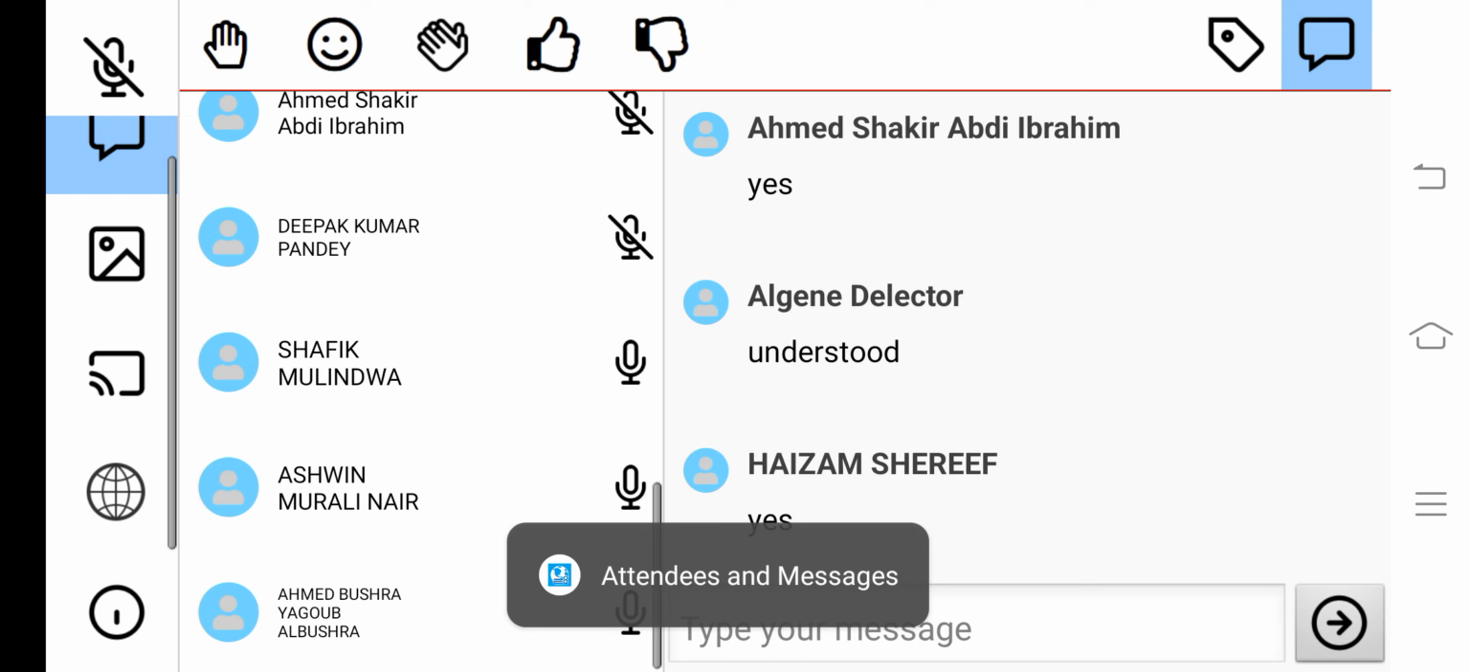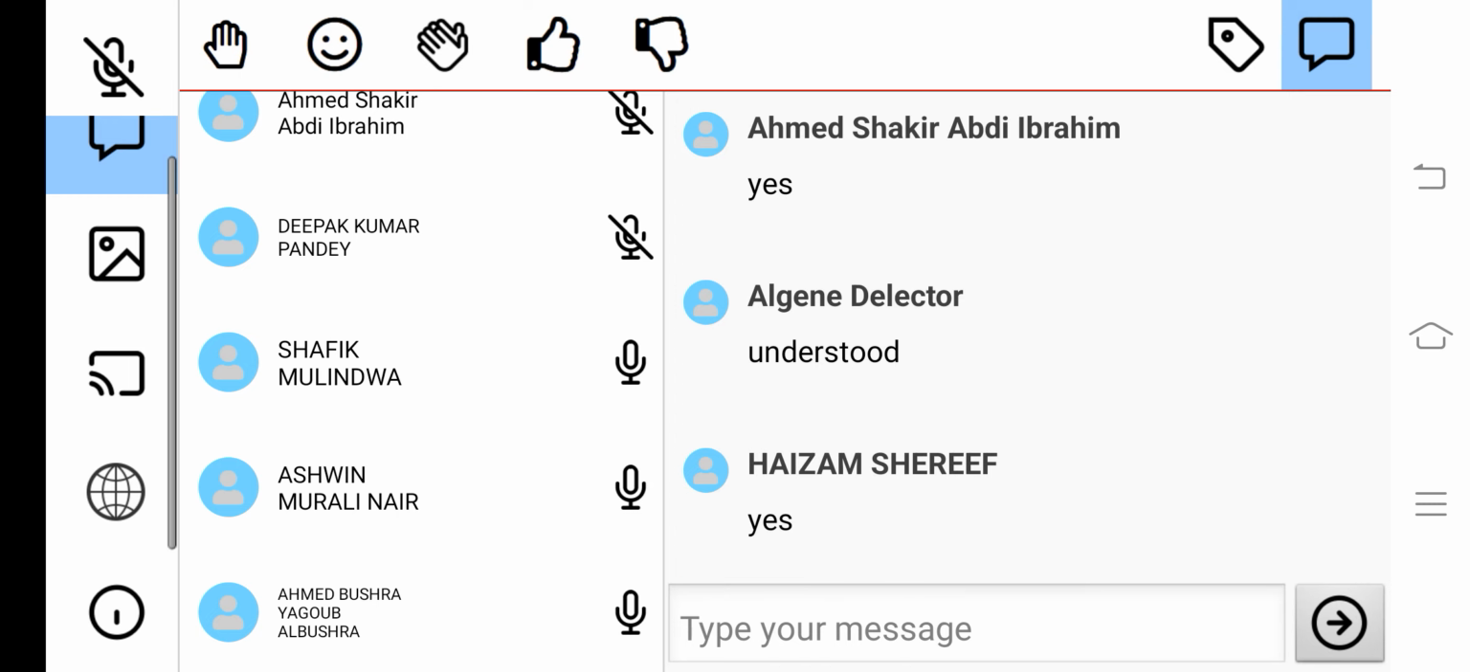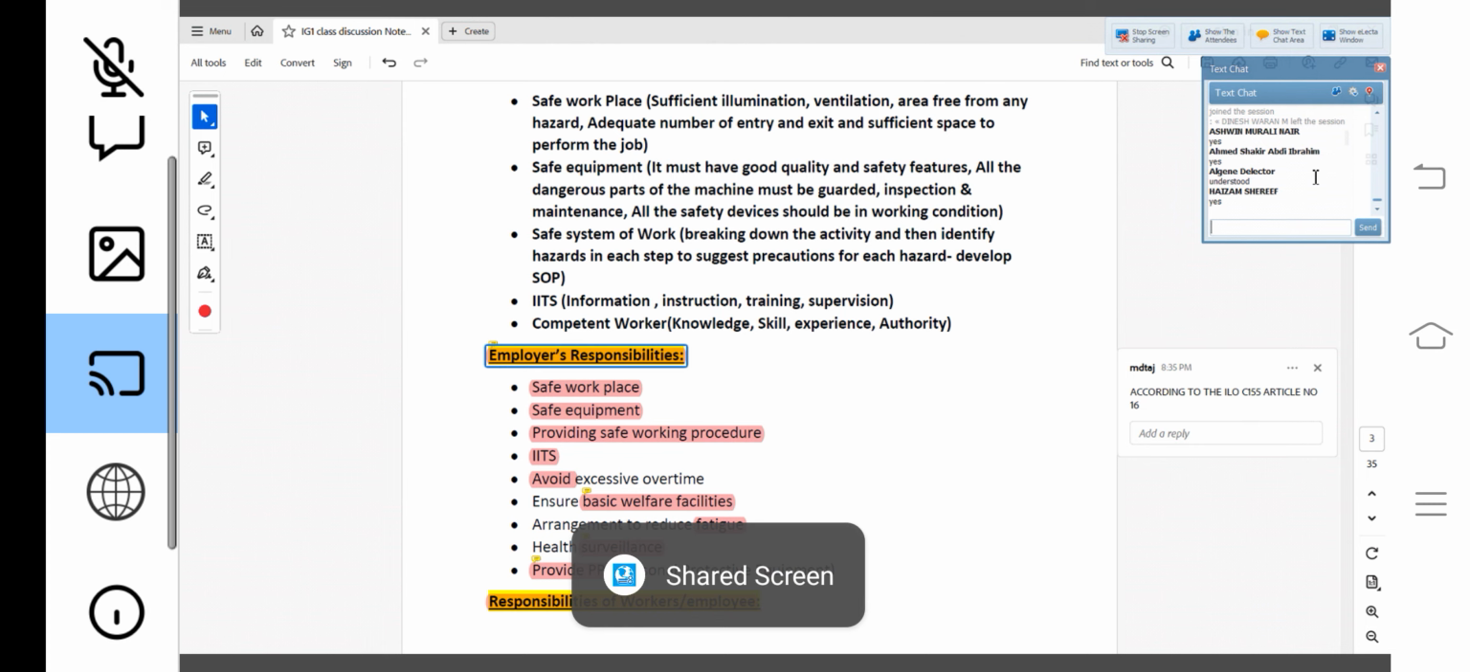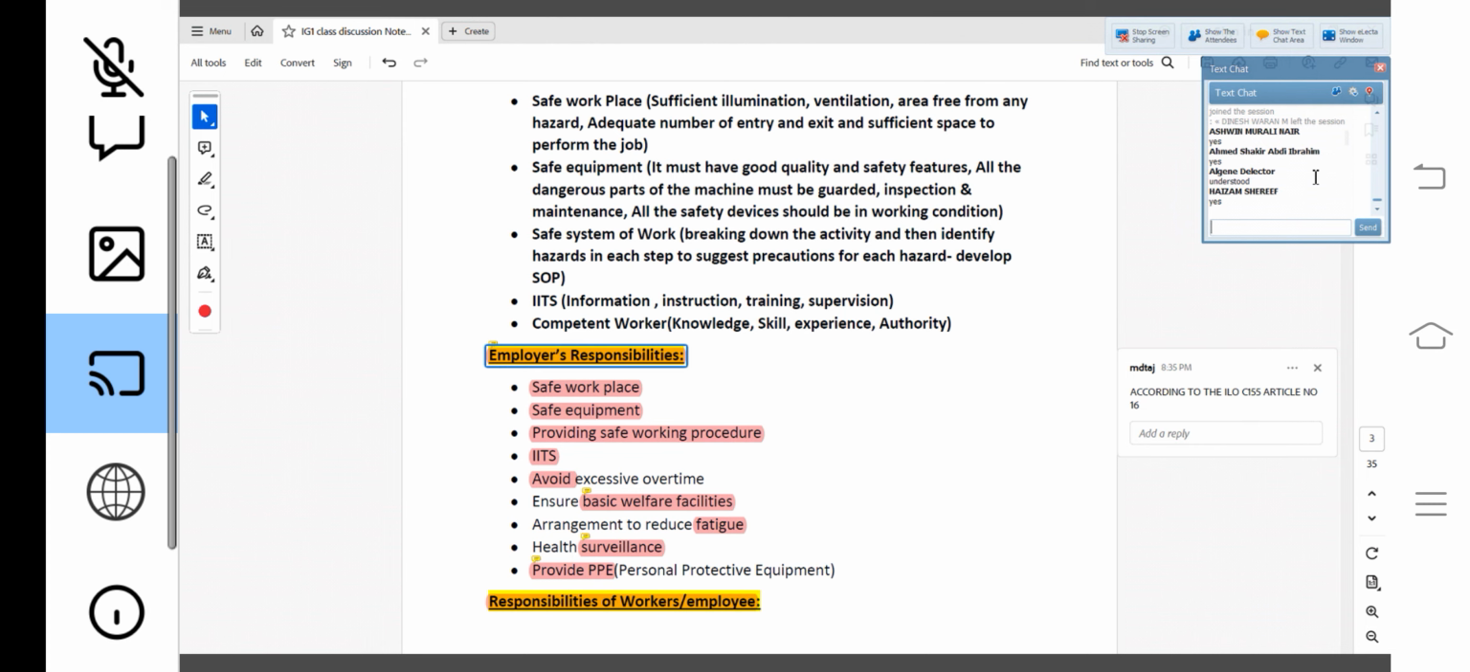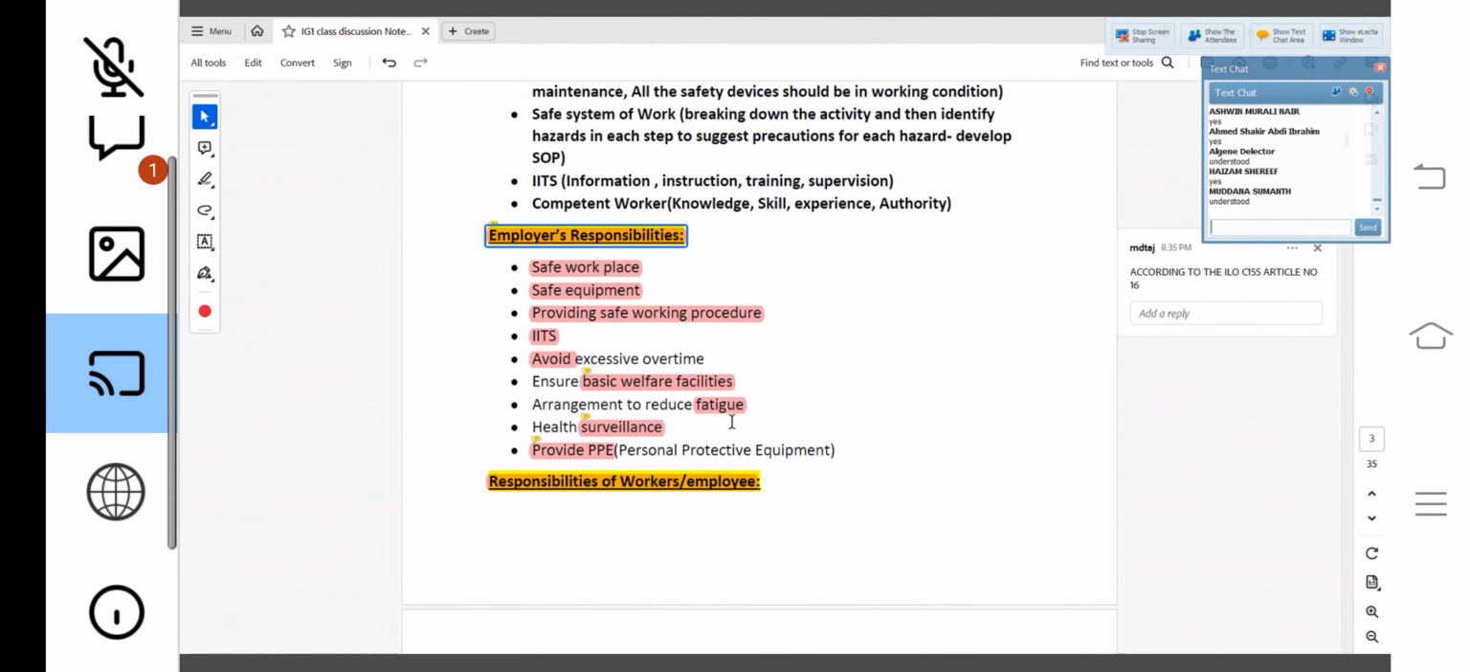Okay. Now let's come back to worker responsibility and rights. Worker responsibility we have understood. Now let's come to know about the rights of the workers. So what are the rights? And what is the responsibility?